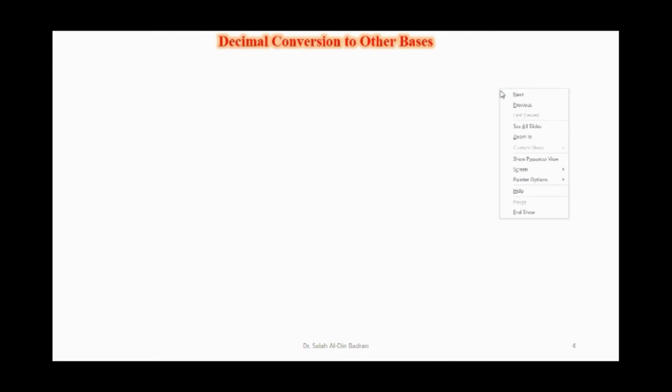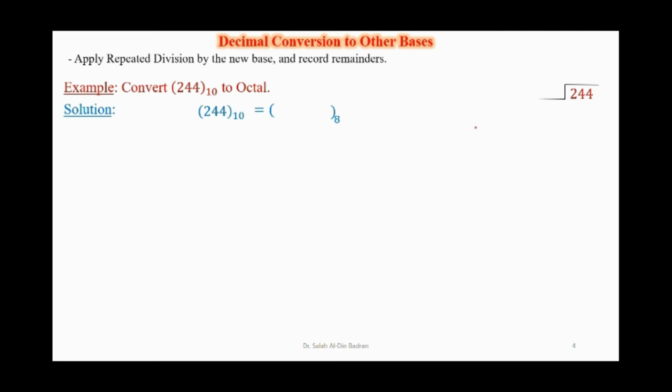Now, we will talk about conversion to other bases. We will divide 244 by 8. This is the result. Multiply 30 by 8, 240. Subtract them, you will get this number.